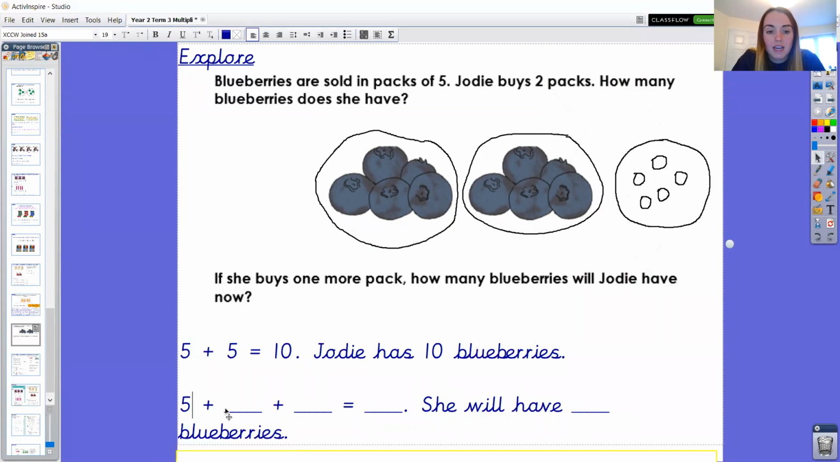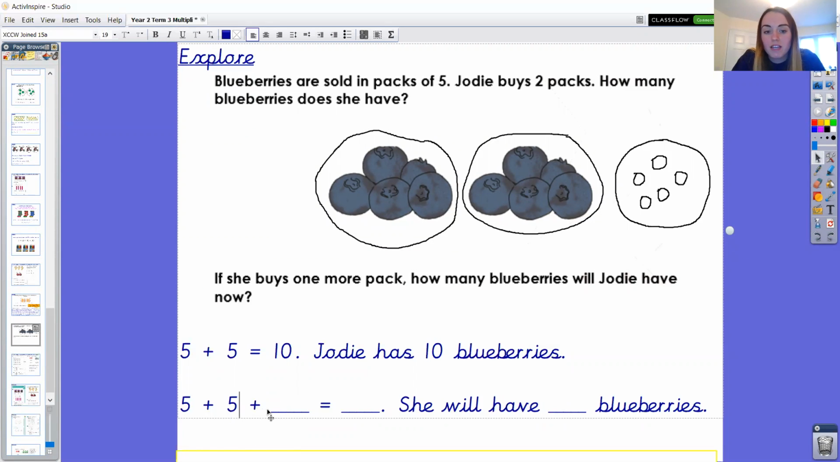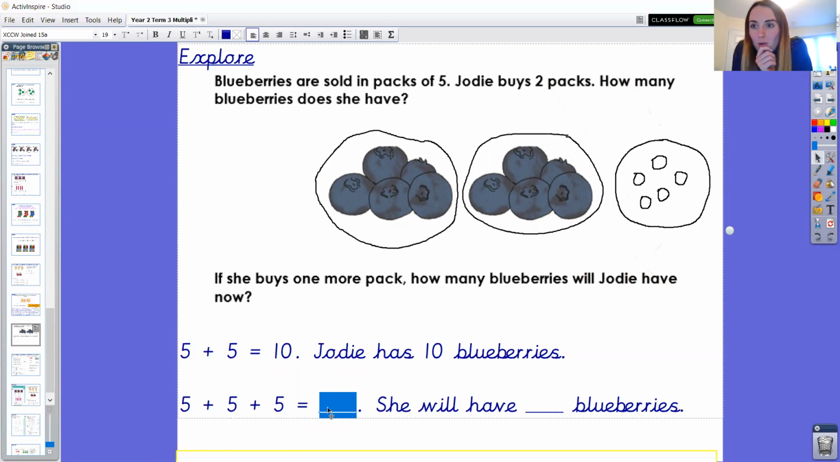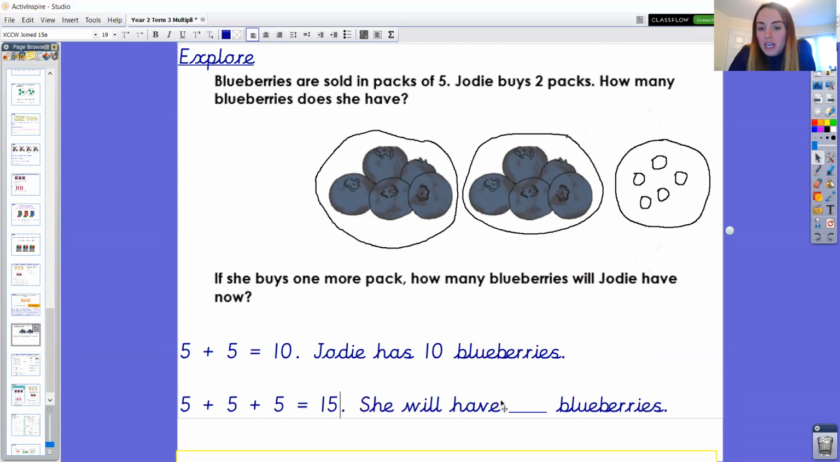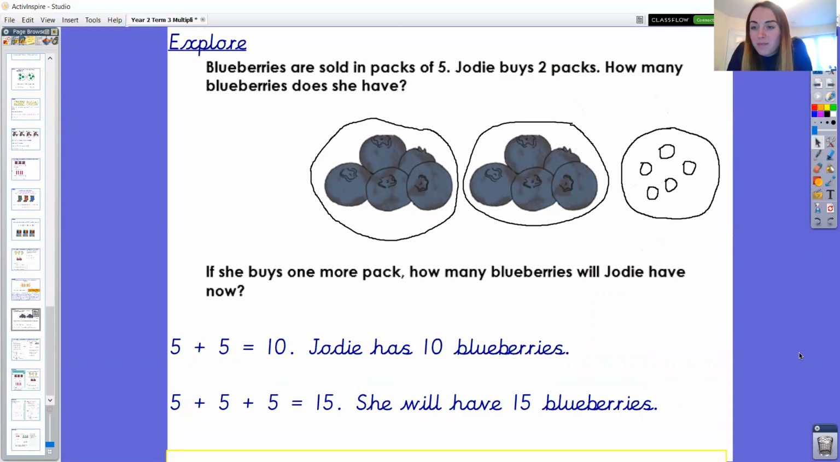So 5 add 5 add 5 equals, oh, how many blueberries does Jodie have now? Well done. The whole is 15. She will have 15 blueberries. Fantastic. Well done, Year 2.